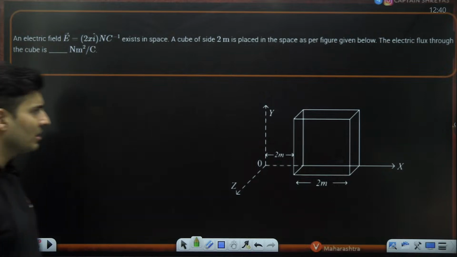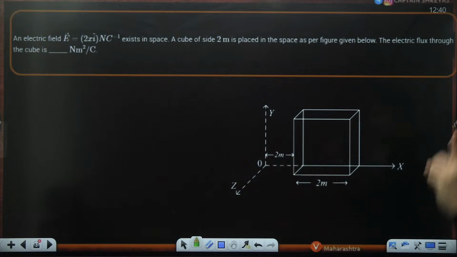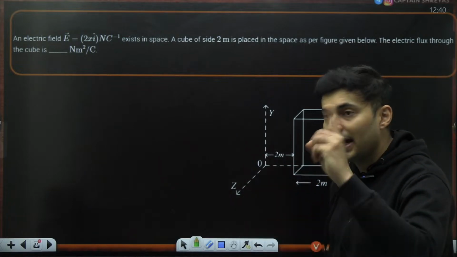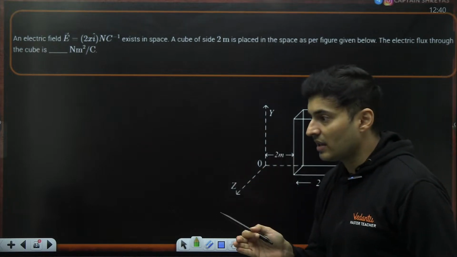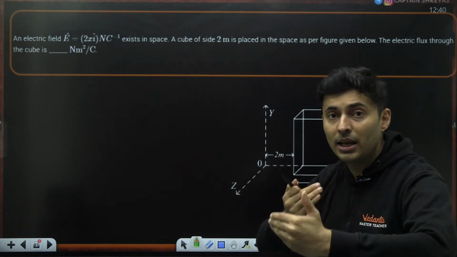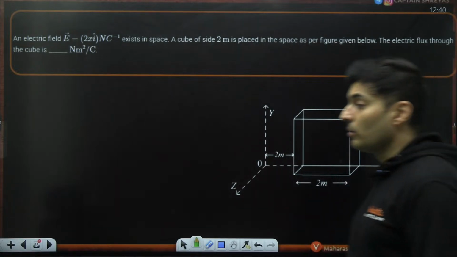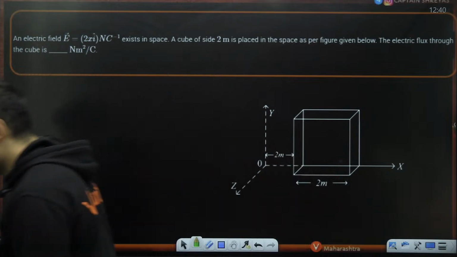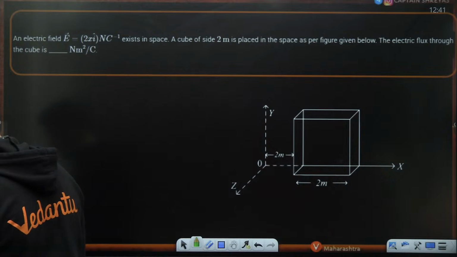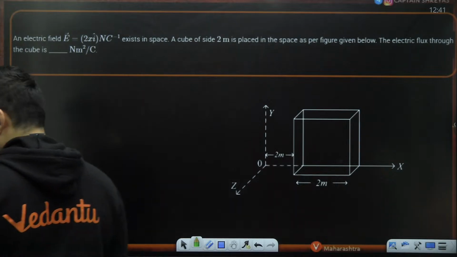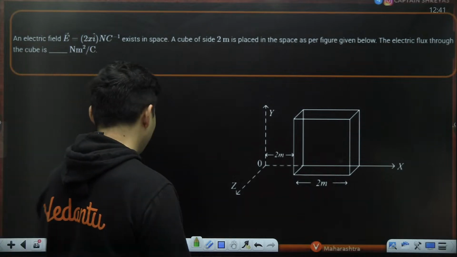Let's do a question coming up on your screen, guys. There is an electric field which is 2x i cap. The i cap says that the electric field is in the right hand direction, and x says that the electric field is variable. Side of the cube is 2. The electric flux through the cube is how much? That's the question. Very few questions are remaining now.